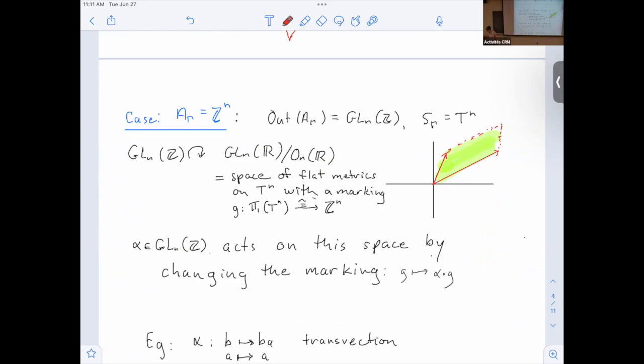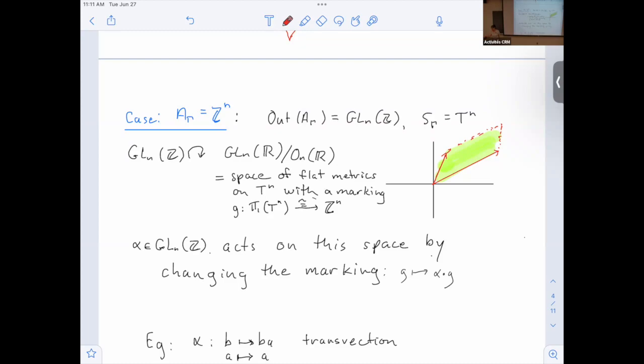So here's how I want to think about this action of GL_n(Z) on the homogeneous space. Well, the homogeneous space, you could say it's a matrix group modulo some other matrix, but I don't want to think of it that way. I want to think of a point in the homogeneous space as being a flat metric on this n-torus. This n-torus, by the way, is secretly the Salvetti complex. So I'm putting a flat metric on this Salvetti complex. What do we mean by a flat metric?